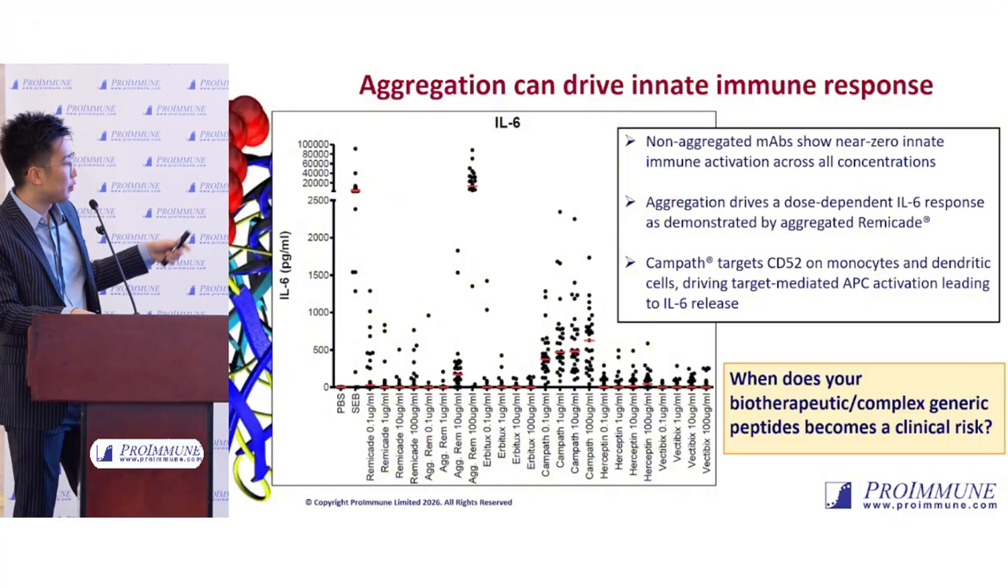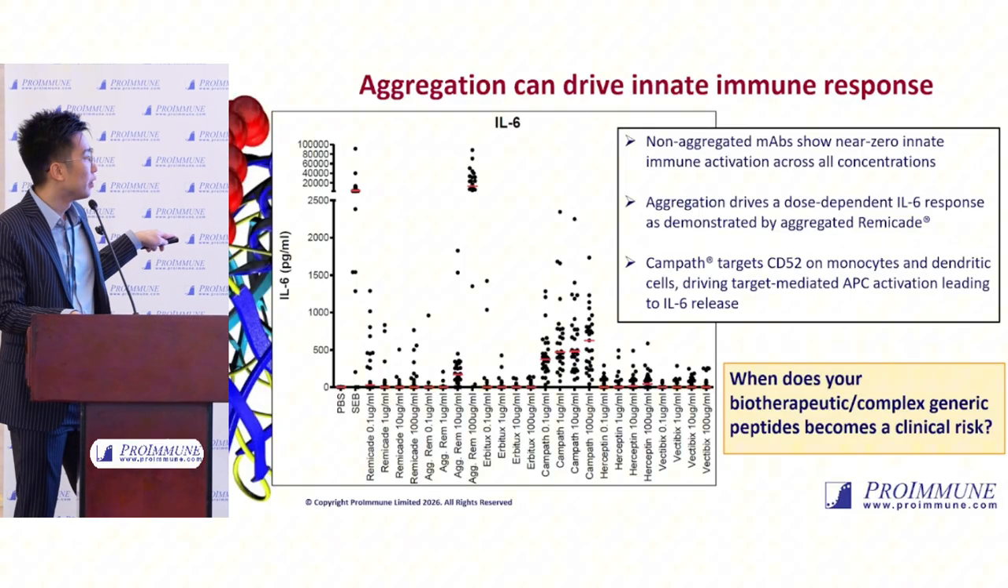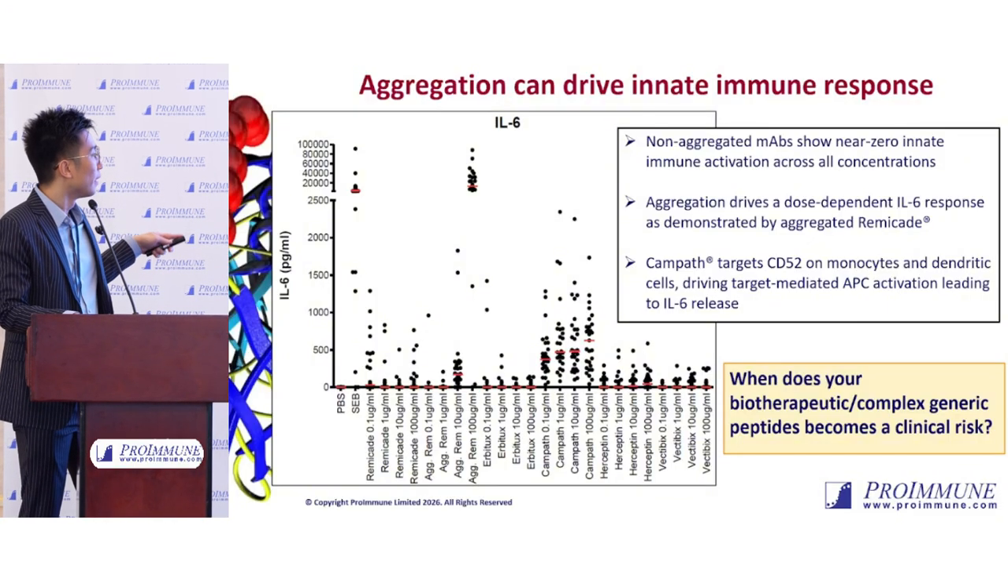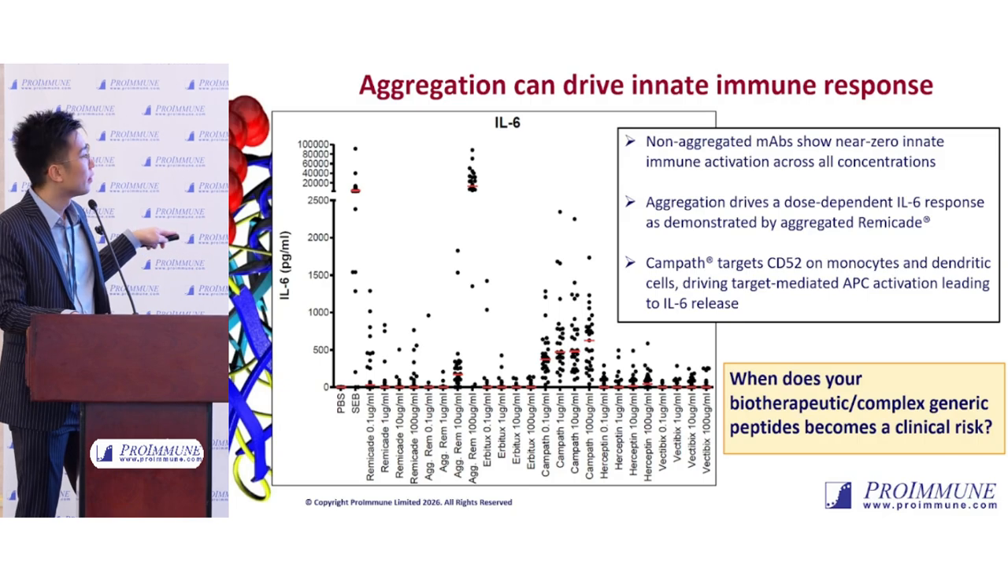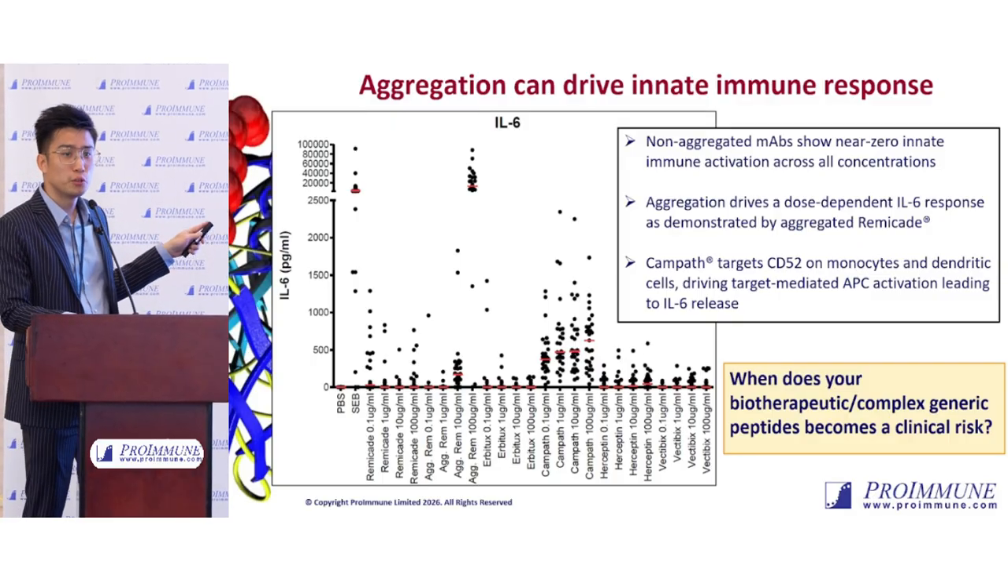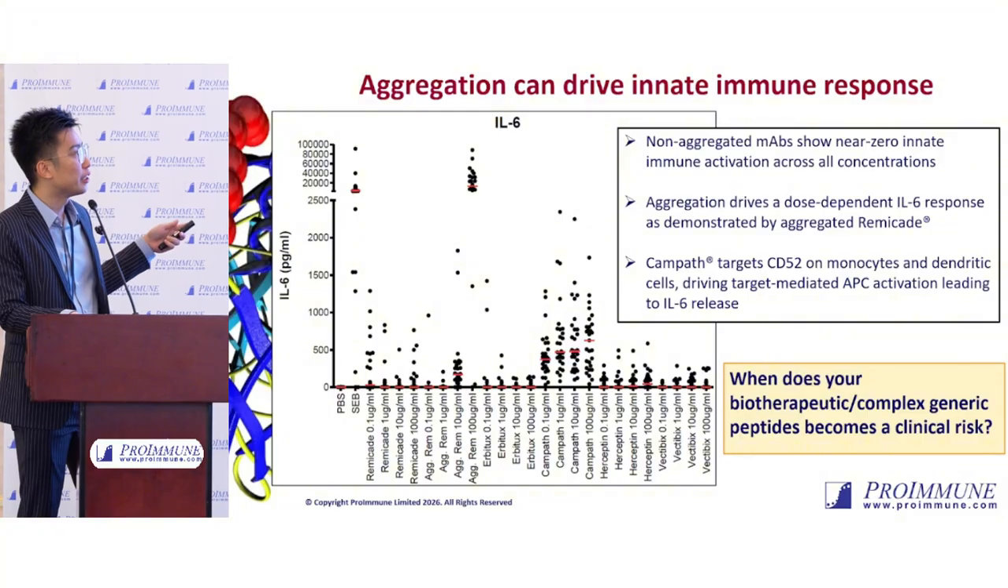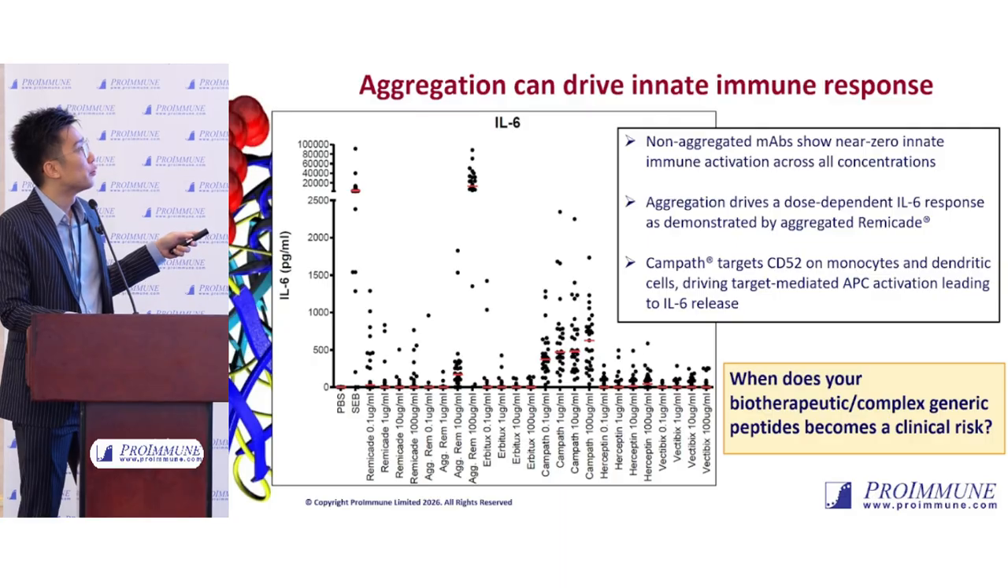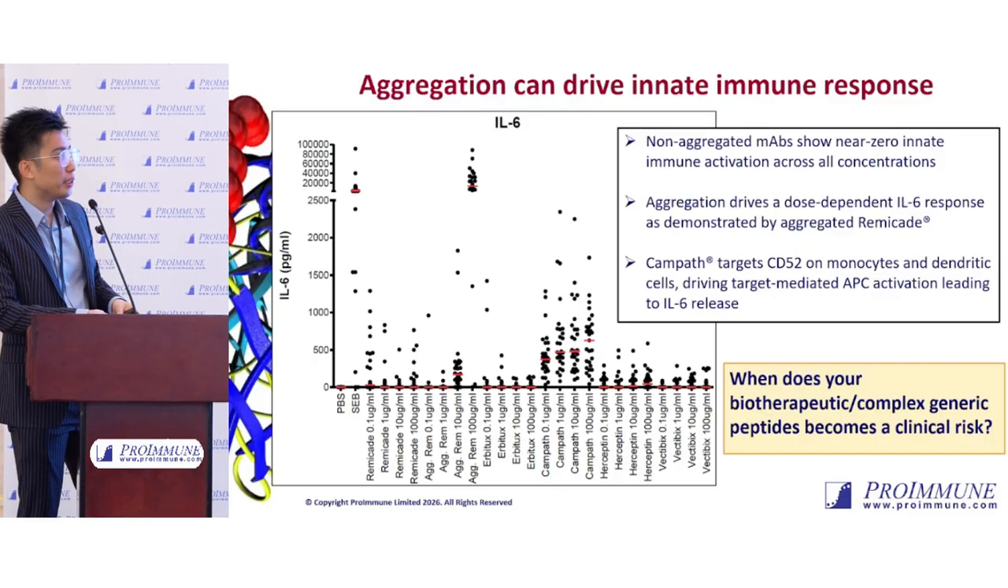Now the interesting part is that you see the Remicade at 4 concentrations from 0.1 to 100 micrograms per ml, and the median response is near 0, which is expected. And then when you look at the aggregated Remicade, you notice something interesting. At 0.1 and 1 micrograms per ml, it still remains near 0 response. But at 10 micrograms per ml, the median response starts to creep up a little bit. And at 100 micrograms per ml, the response is equivalent to the positive control. So this shows that aggregation matters based on the concentration that you are using. And non-aggregated antibodies here show near 0 innate immune activation.